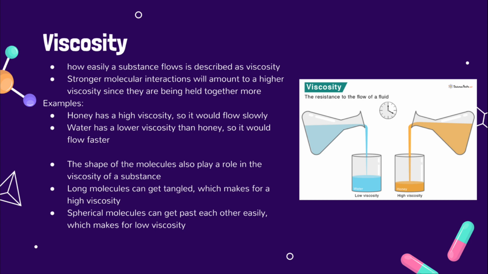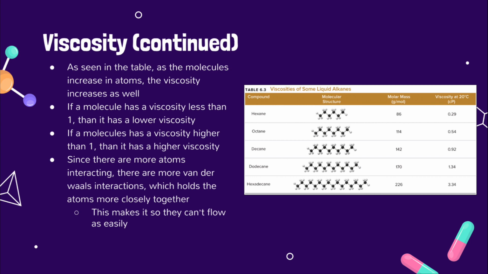The shape of the molecules also plays a role in the viscosity of a substance. Long molecules can get tangled, which makes for a high viscosity. Spherical molecules can get past each other easily, which makes for low viscosity. As seen in the table, as the molecules increase in atoms, the viscosity increases as well.